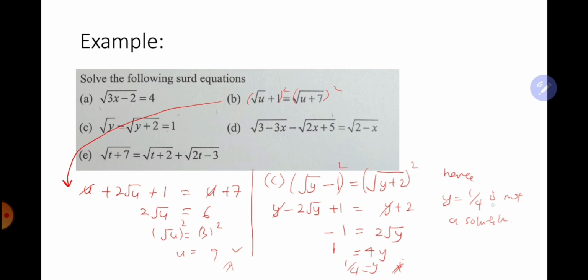So if y equals to 1 over 4 is not a solution, then therefore there is no solution for square root y minus square root y plus 2 equals to 1. So there is no solution for this equation.